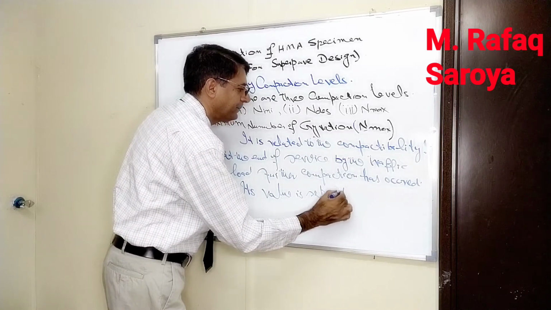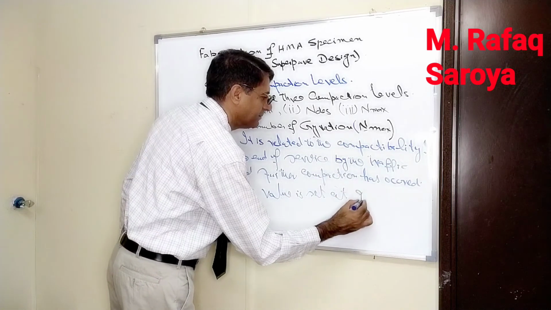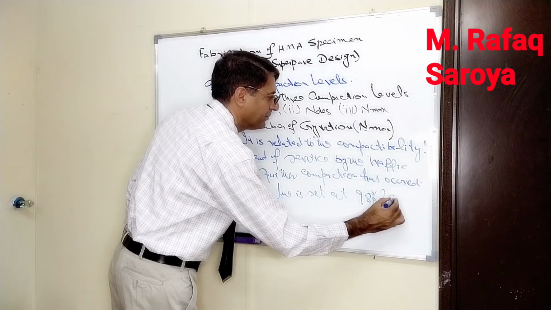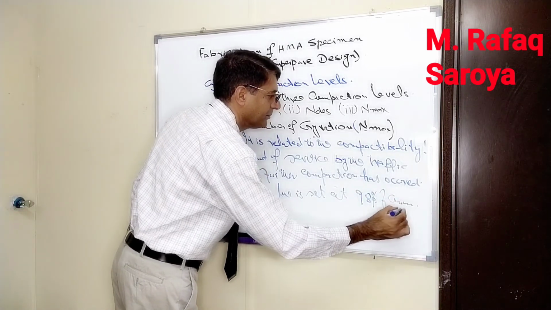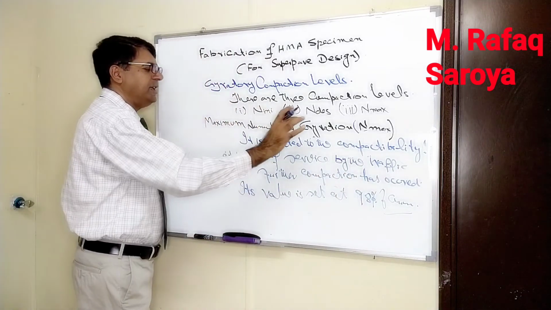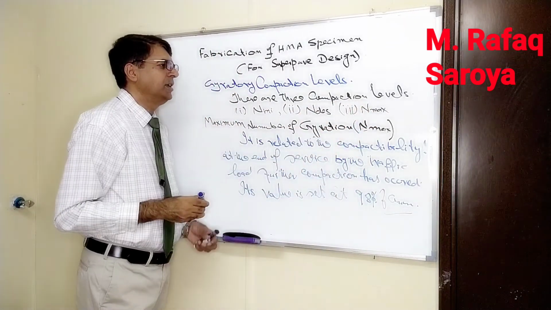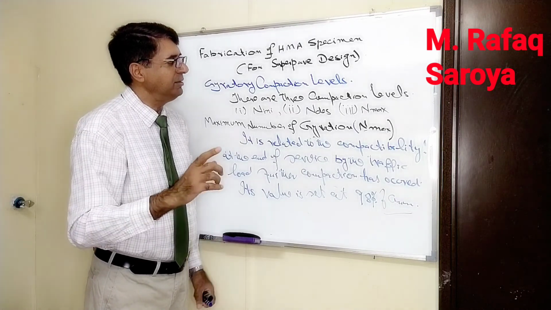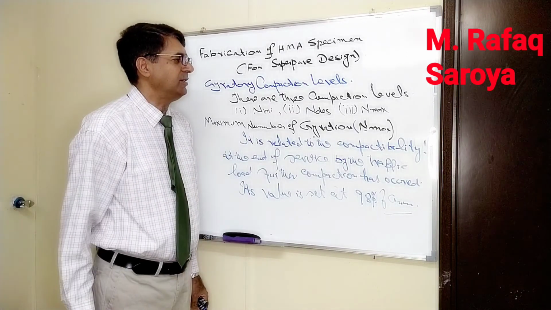Its value is set at 98% of GMM. And how much this maximum number of gyration should be when we perform in the laboratory, I will show you in my next lecture. Thank you for seeing this.